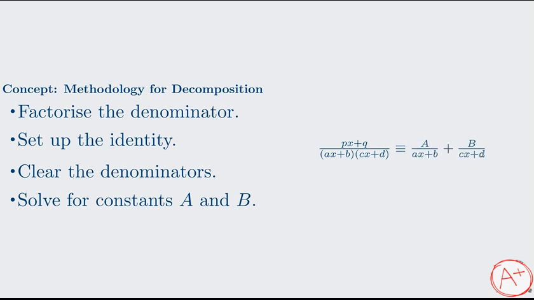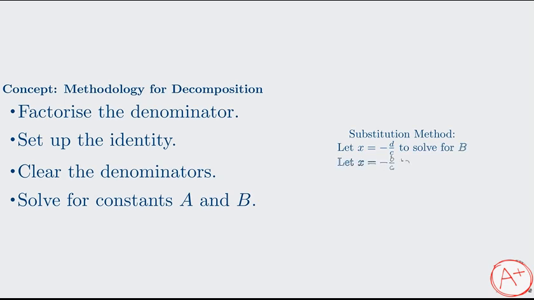In step 2, we equate our original fraction to the sum of two partial fractions with unknown constants a and b. Step 3 is the crucial algebraic move. Multiply the entire equation by the common denominator to create a linear identity. This removes all fractions, making the equation much easier to handle. Finally, in step 4, we find a and b. We usually use the substitution method, where we choose specific values of x that make one of the brackets equal to 0, allowing us to isolate and solve for the remaining constant.